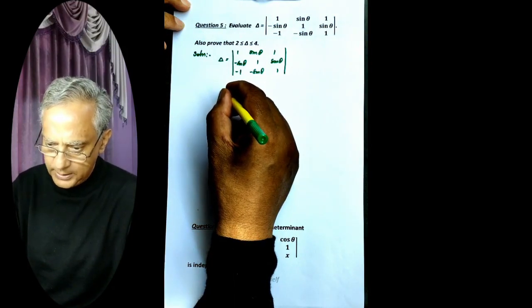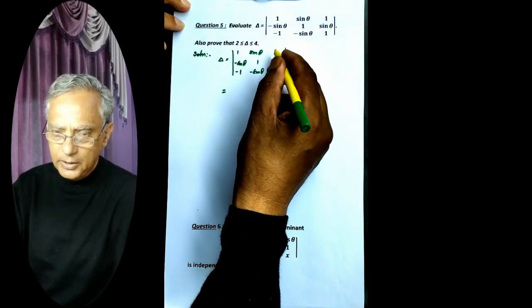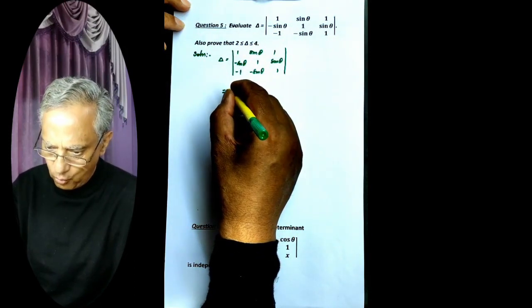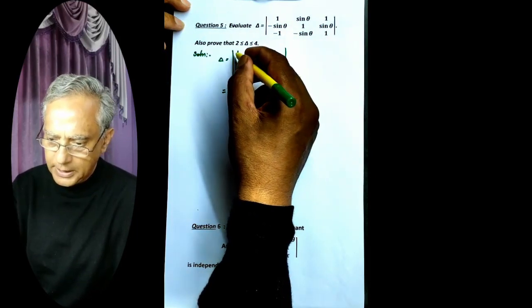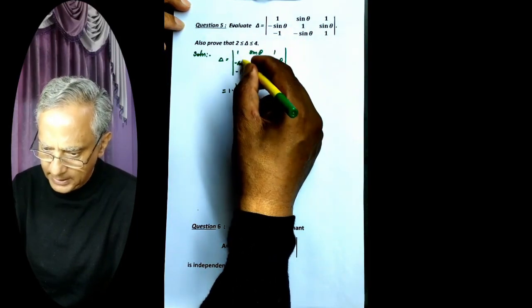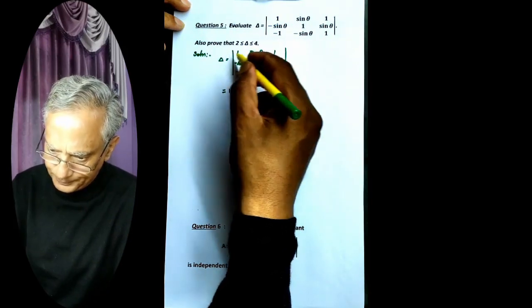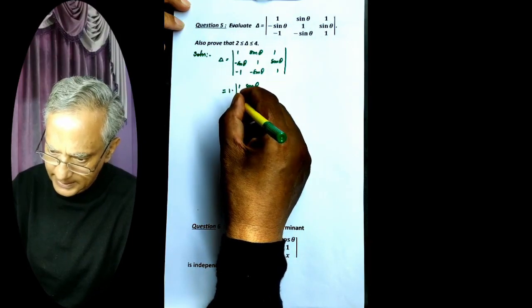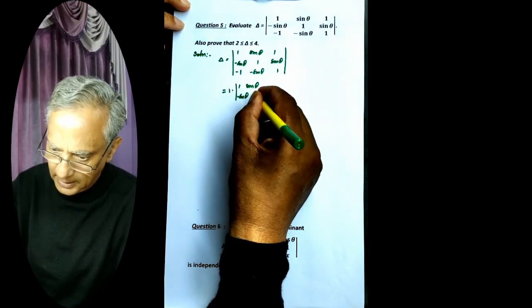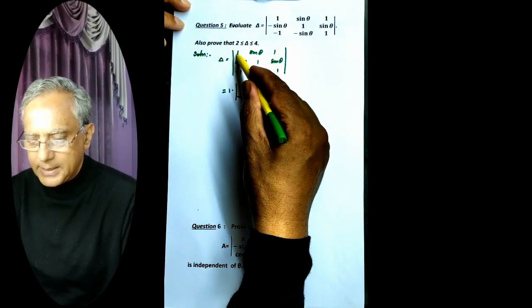So what we do is we expand this determinant by first row. What we do is 1 into its cofactor. The cofactor, we delete this row and this column. What we get is 1, sine theta, minus sine theta, 1. This place is 1 1.